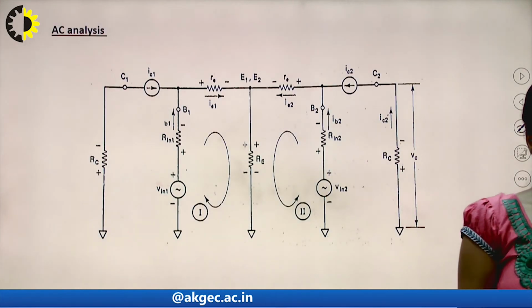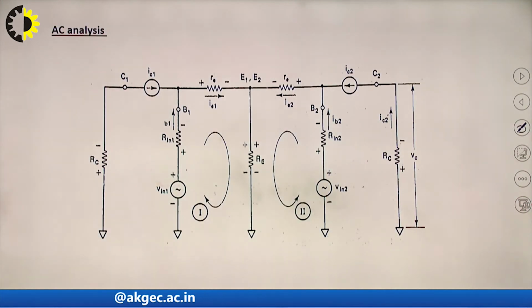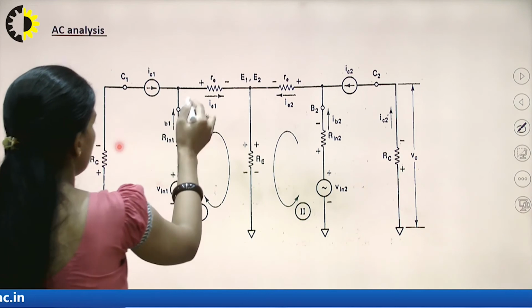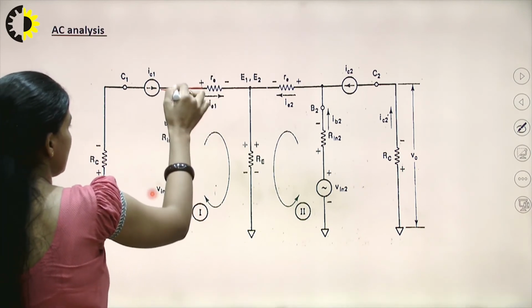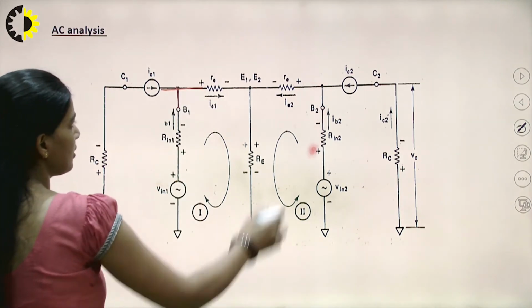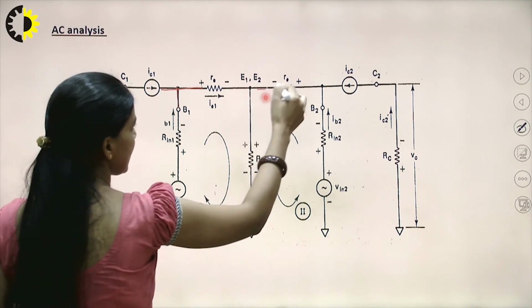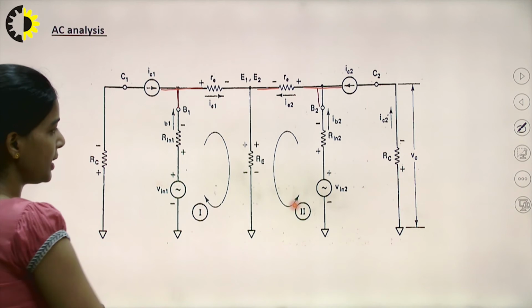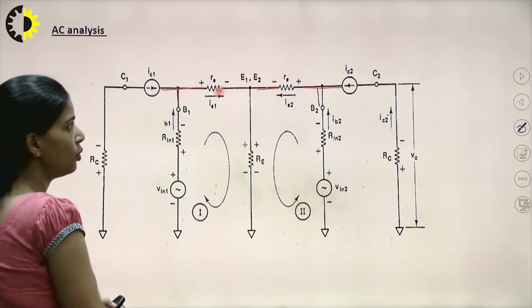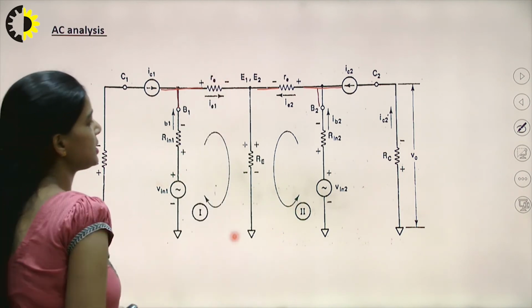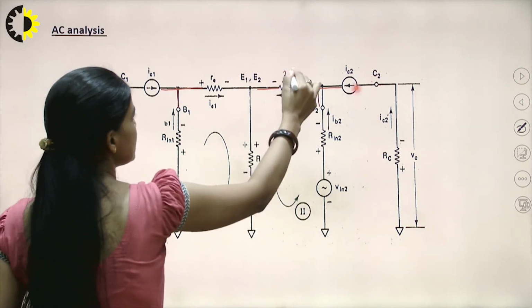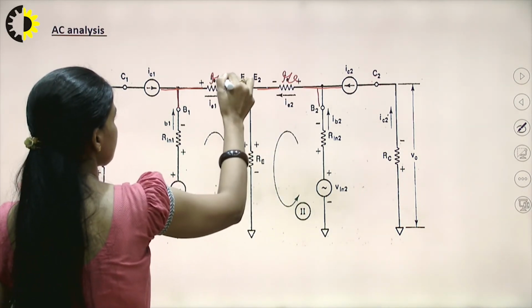Now coming to the AC analysis. This is the AC equivalent circuit of this configuration. So here this is the small signal model of the BJT. This is the small signal model of the second BJT, and there are two loops indicated, loop 2 and loop 1. The RE resistance is indicated here, and this is the RE resistance for the second transistor.